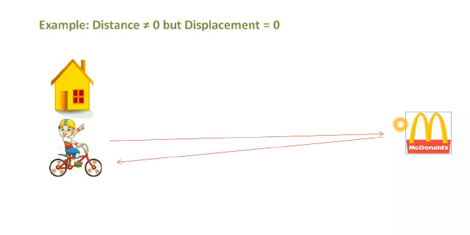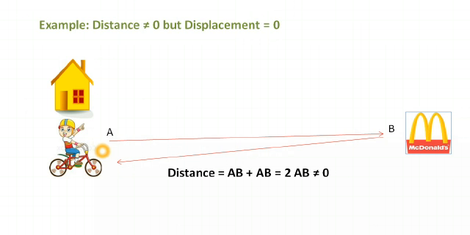So in this case, what distance? First he's at home, right? Say at point A. Then he reaches McDonald's, say B, and then comes back again home. It means he comes back again to A. Now the total distance would be first A to B, then B to A. It means AB plus AB, and that will be 2 times AB because he's covering the same path twice. So this is our distance and it's not equal to 0.